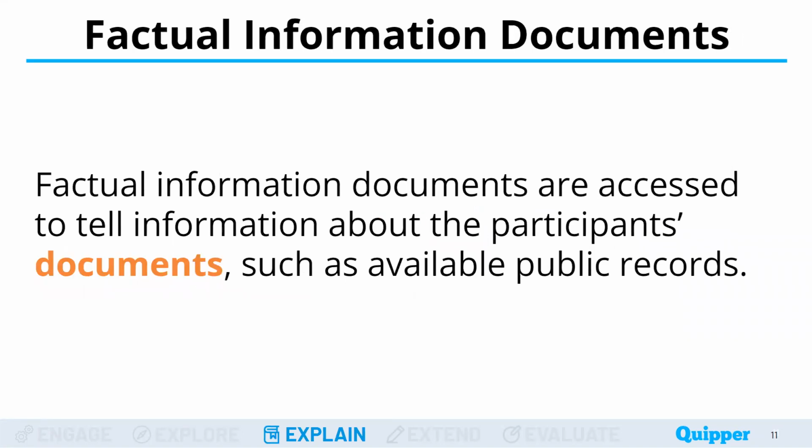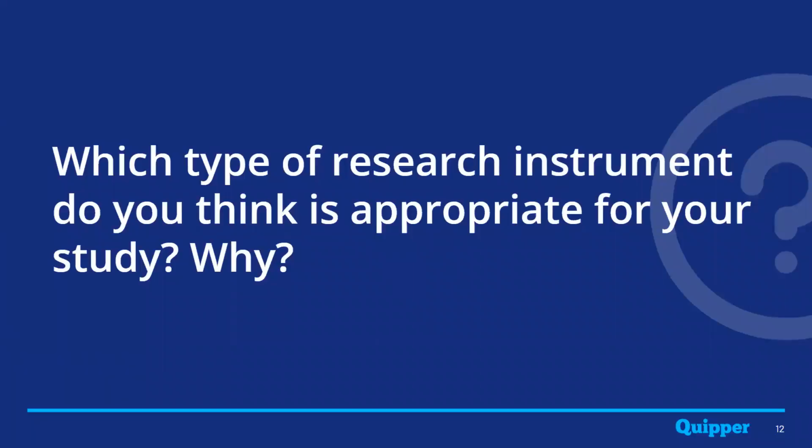Factual information documents. Again, factual information documents are accessed to tell information about the participants, such as available public records. Another form of instrument is when you want to check, for example, the financial statement of a company or the performance of an employee. Dapat meron tayong public records. So which type of research instrument do you think is appropriate for your study and why?